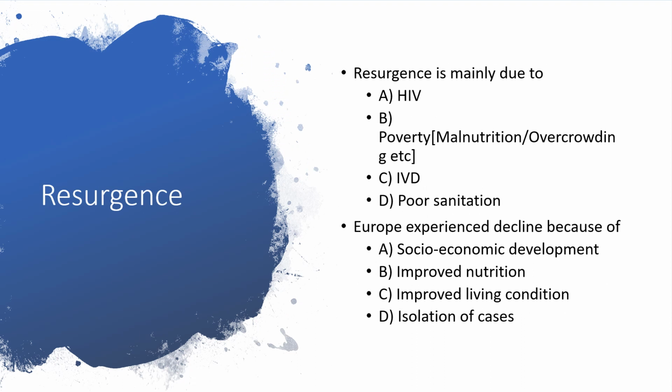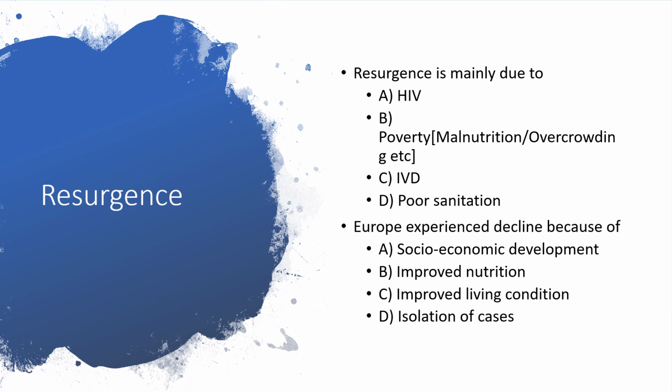That's what we call resurgence. Resurgence is mainly due to prevalence of HIV infection. Also due to poverty, because poverty will lead to malnutrition and overcrowding. Those are the factors that will promote the spread of tuberculosis: HIV, poverty, heavy drug use, and of course poor sanitation.